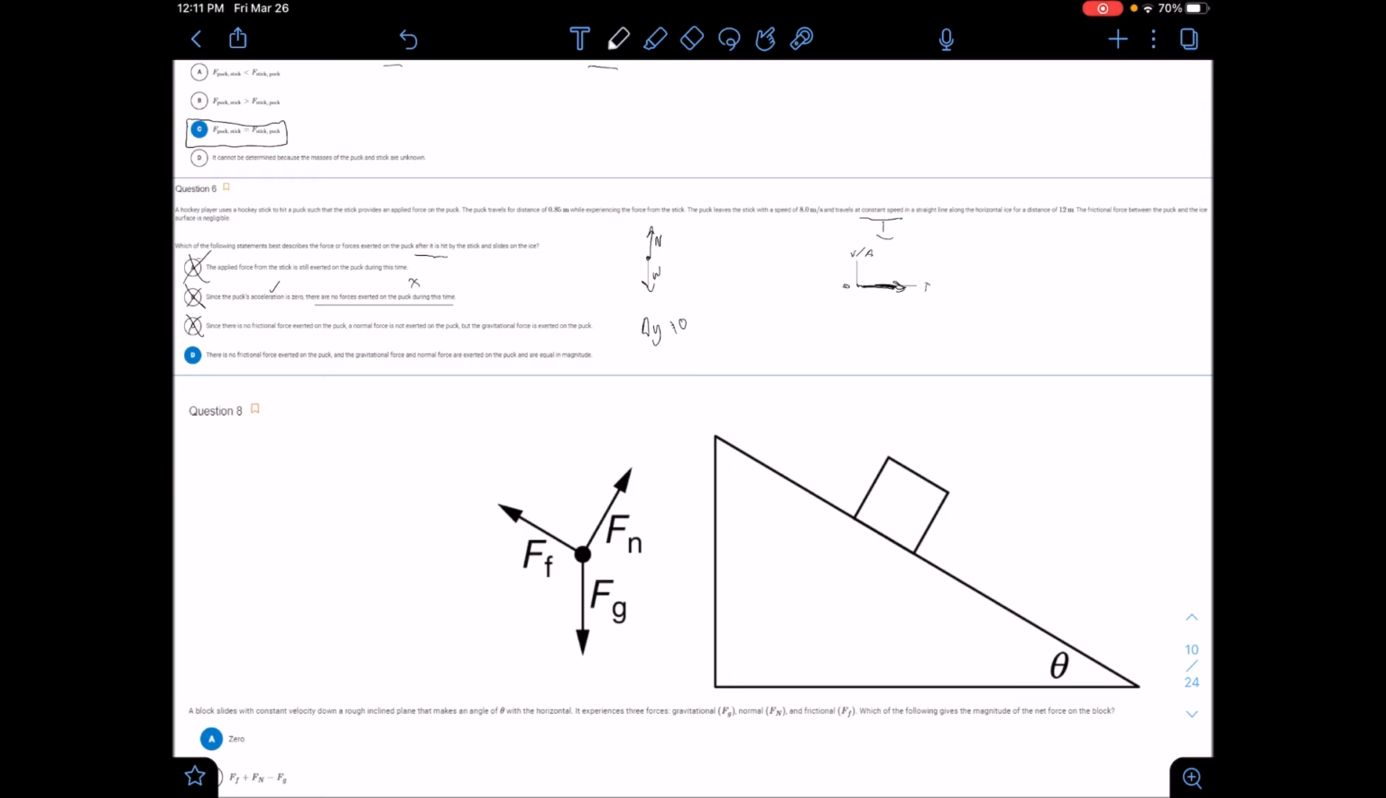There is no frictional force exerted on the puck, and the gravitational force and normal force exerted on the puck are equal in magnitude. That's exactly what our question states. It doesn't state that it's changing in y. Thus, D is our answer choice.